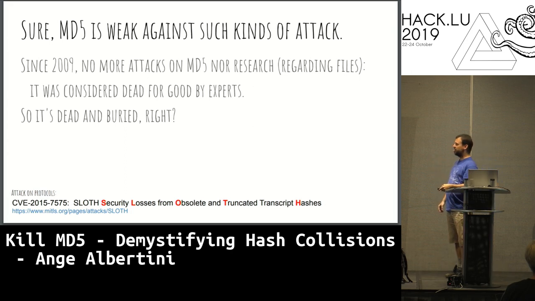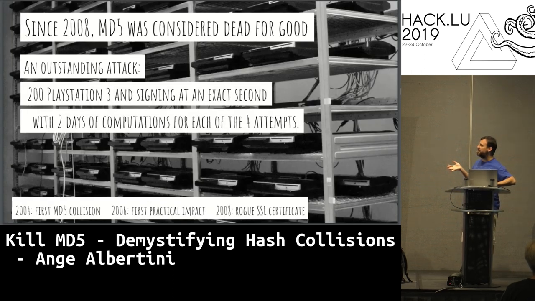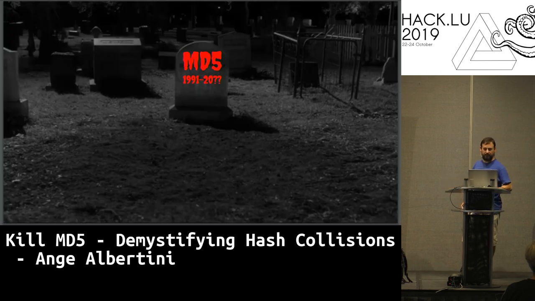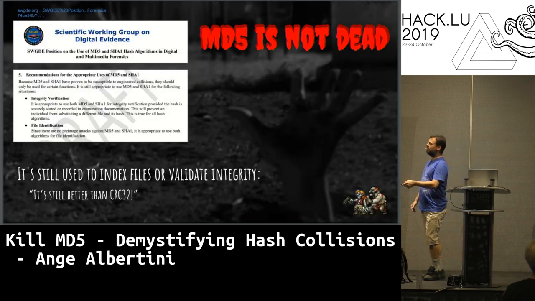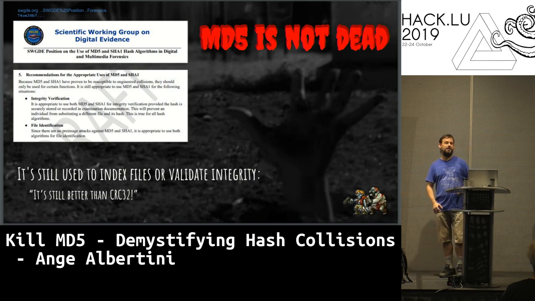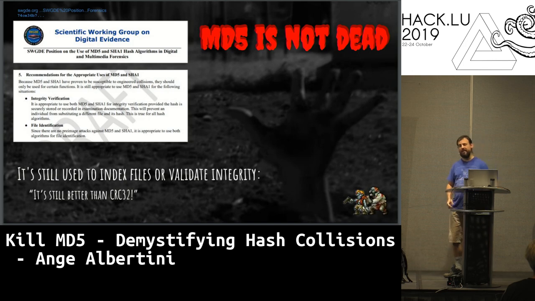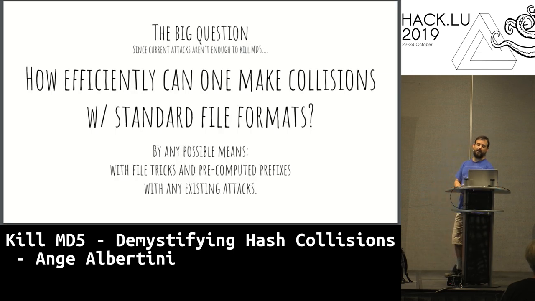So there was another attack that was very interesting in 2015 against protocols. There is still a bit of research against MD5, but still, no one was really interested, right? It was considered dead for good, right? So, was it really dead? Well, it's not dead. And the reason for all my research was that last year, there was this document that was saying, basically, indexing artifacts for incident response is okay with MD5. And people are like, hey, it's still better than CRC32, right? And NSRL, by default, uses MD5, right? You can select to use SHA-1, but there is a recommendation, hey, MD5 is faster, and it's better than CRC32 anyway. So that's why I was like, hey, let's see how efficiently one can make collisions with standard file formats if people are going to be incriminated because someone used NSRL and indexed files with MD5.